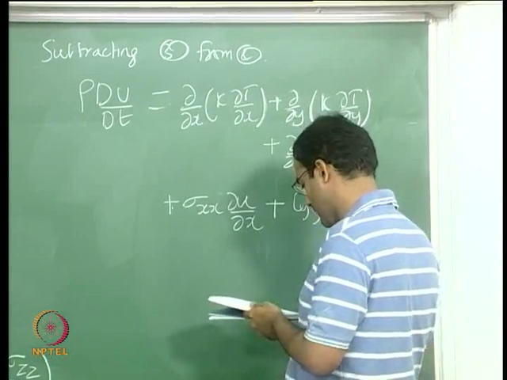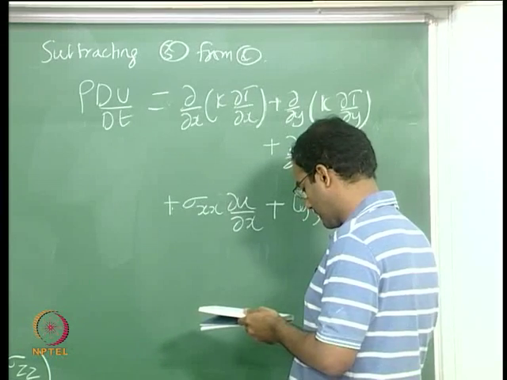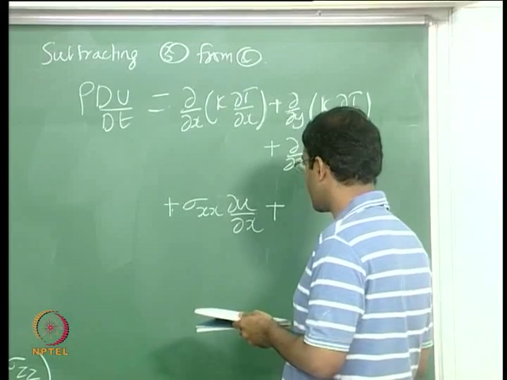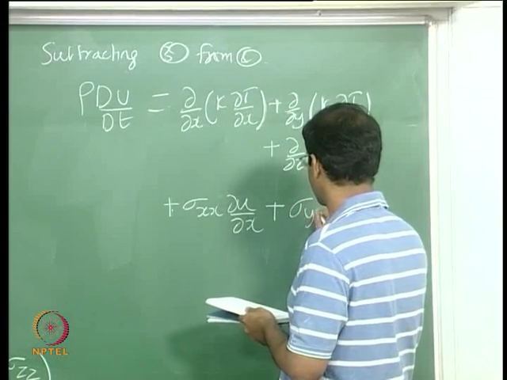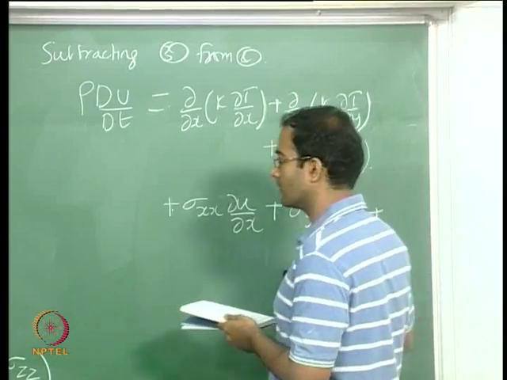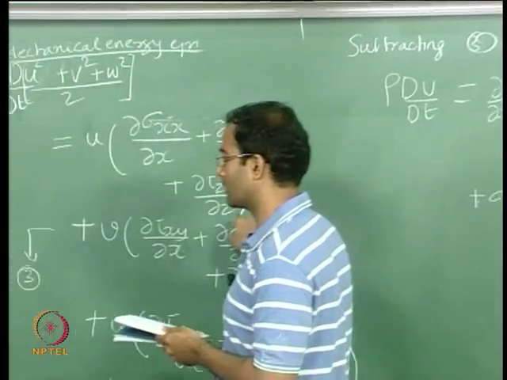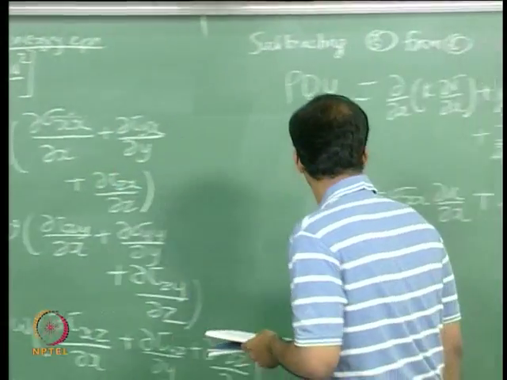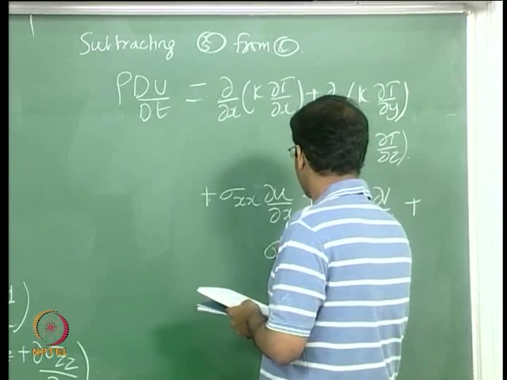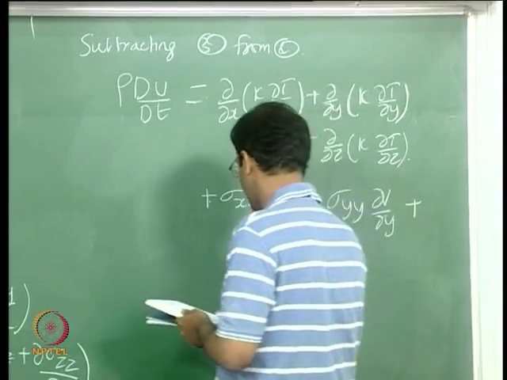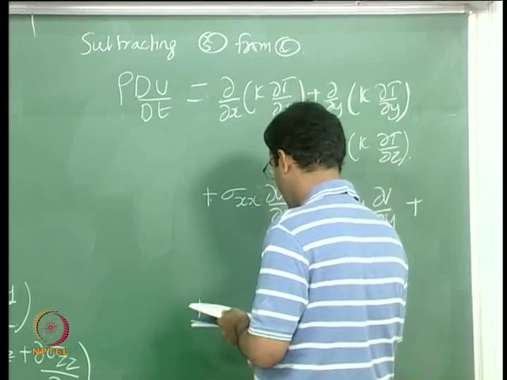Okay, so what I am going to do is combine the like terms together. I am going to combine the normal stress terms together first. So you will be getting dv by dy. I am looking at this particular term here, here, and writing them together, plus I have sigma zz dw by dz. Now the other tangential stresses, I am combining them.